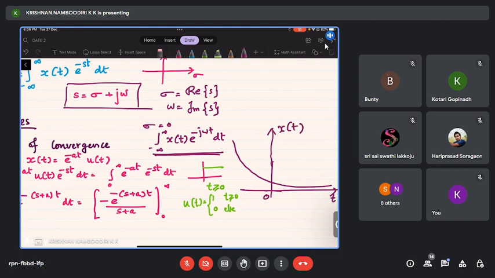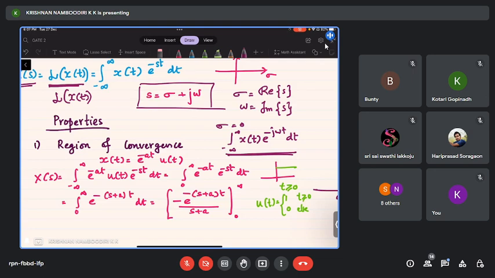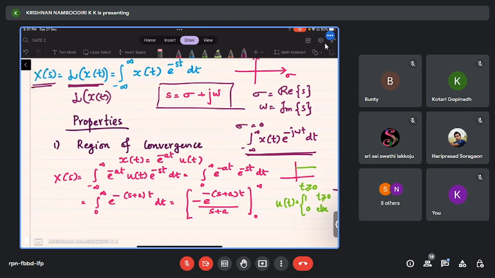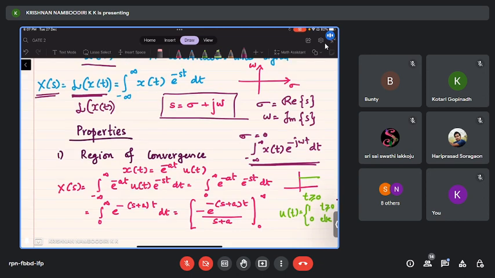When I truncate that with u of t, then the shape will be only this. Correct? This is e power minus at u of t. So consider this signal, and let us try to find out the Laplace transform of that signal. X of s equals, wherever I have x of t, I will substitute e power minus at into u of t. That is precisely what I have done here.